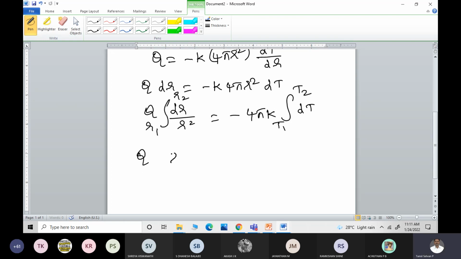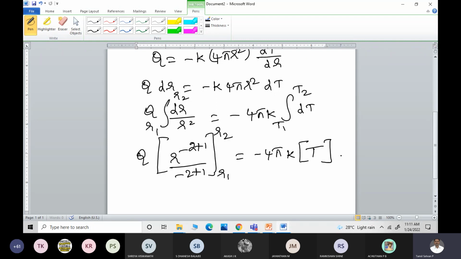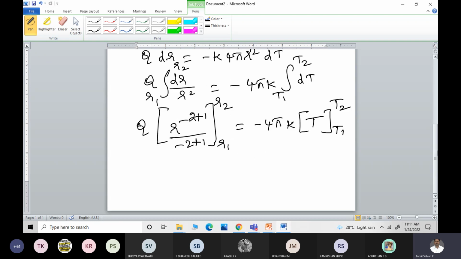Now when you integrate Q, it will be r power minus 2 plus 1 divided by minus 2 plus 1. Am I correct, students? Please tell me if I am wrong. I am not that great in mathematics. For minus 4 pi k into dT, the integral is T, so the upper limit is T2, lower is T1. So r power minus 2 plus 1 divided by minus 2 plus 1 gives r power minus 1 here.